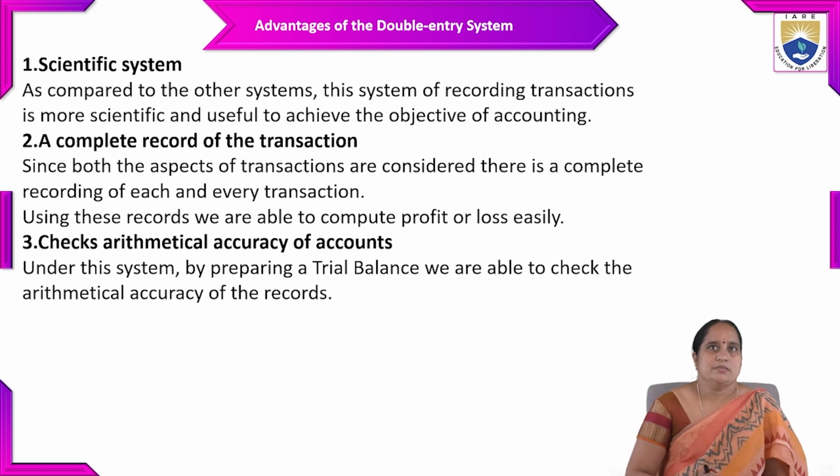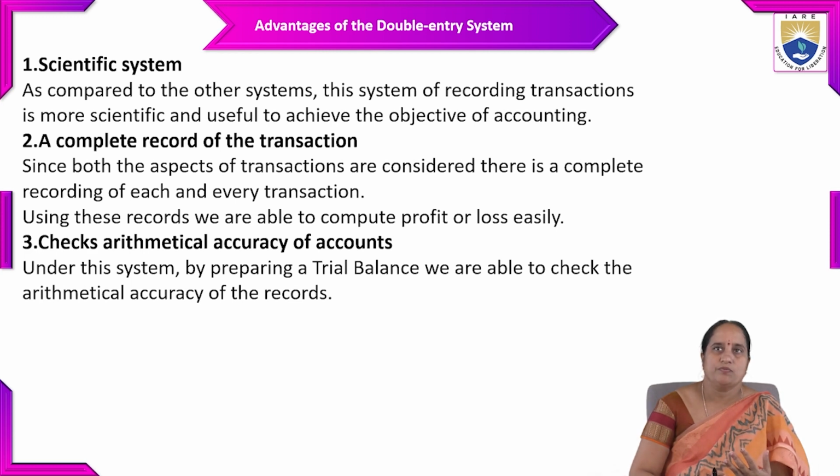Then coming to the advantages of the double entry system, the first advantage is that it is a scientific system. As compared to other systems, the system of recording transactions is more scientific and useful to achieve the objective of accounting. The second is a complete record of the transaction. Since both aspects of the transactions are considered, there is a complete recording of each and every transaction. Using these records, we are able to compute profit or loss easily.